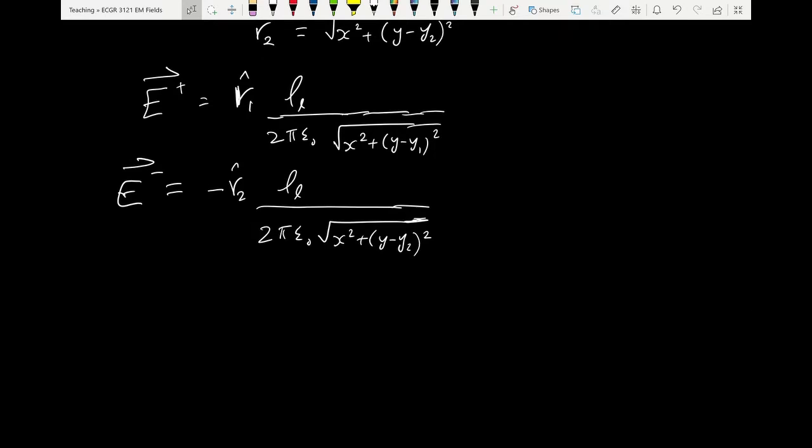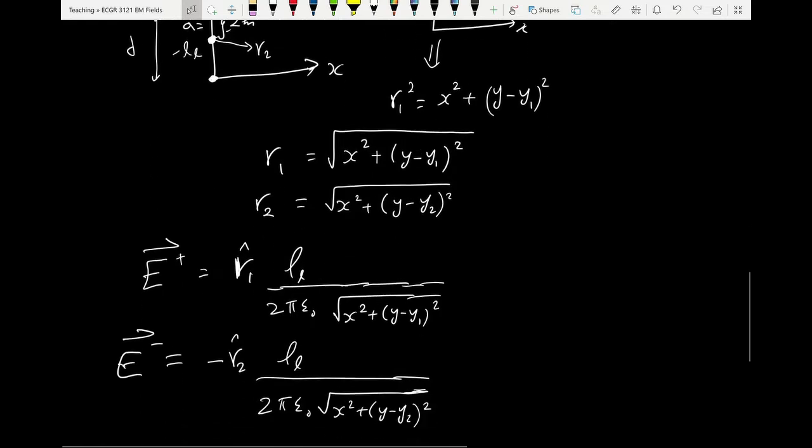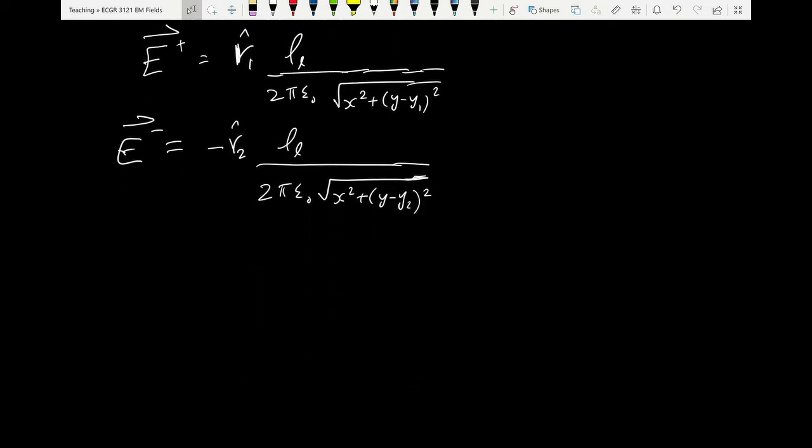Okay, so let me redraw this. Right, so we have the y-axis, we have the x-axis, we have two transmission lines, right? And then we have a field at the point, right?